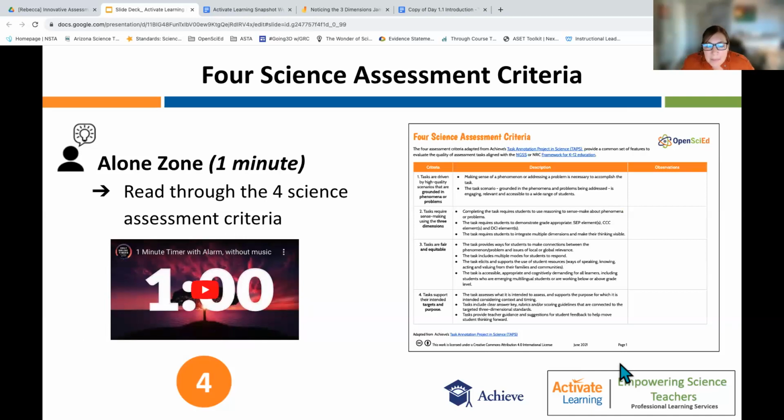Let's dive a little bit deeper into these innovative assessments and the criteria that are used to create them. So I'd like to introduce you to this wonderful document that was created from Achieve's Task Annotation Project in Science, or the TAPS project. We're going to open number 4, and I'm just going to have you read through these 4 criteria and the description for about a minute.